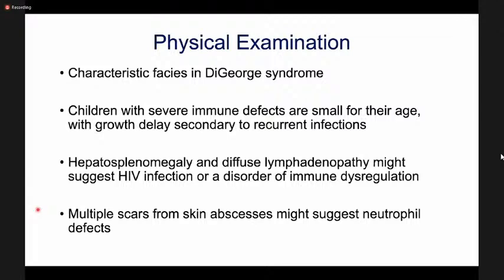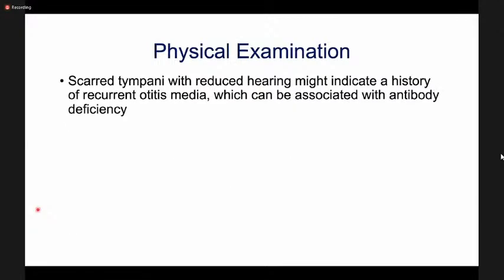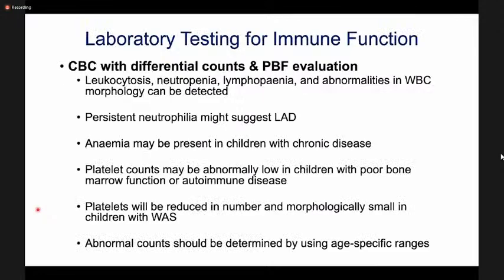If there are multiple scars on the skin from recurrent skin infections, think about neutrophil defects. Patients who've had recurrent otitis media will have scarring of the tympanic membranes. So that would be a clue to think about antibody deficiencies, because most of the time these are caused by strep pneumo. And then now we come to the laboratory testing.